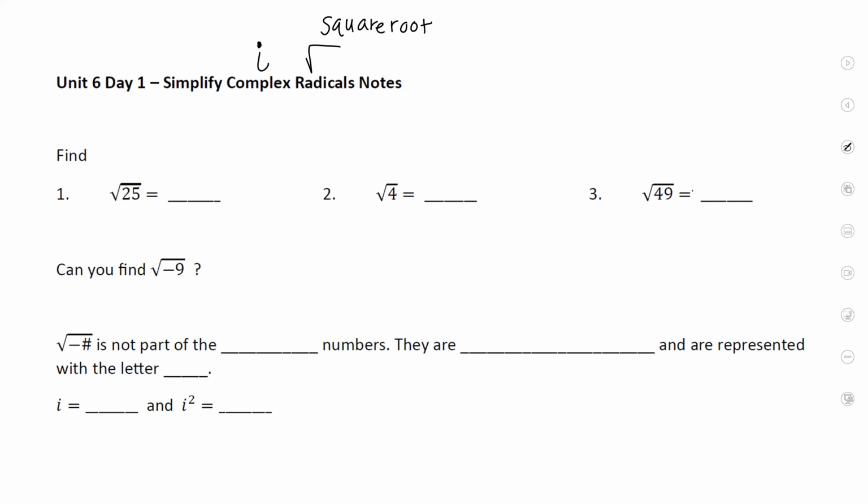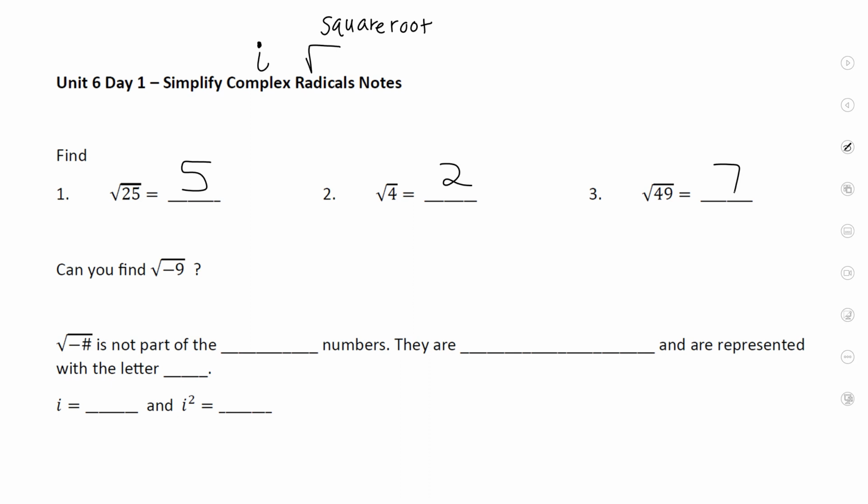So for example, let's simplify this one. What is the square root of 25? 5. This is us simplifying it. What is the square root of 4? 2. The square root of 49? 7. Now, if you're lost, the reason why these are the answers is because 7 times 7 is 49, 2 times 2 is 4, 5 times 5 is 25, okay?